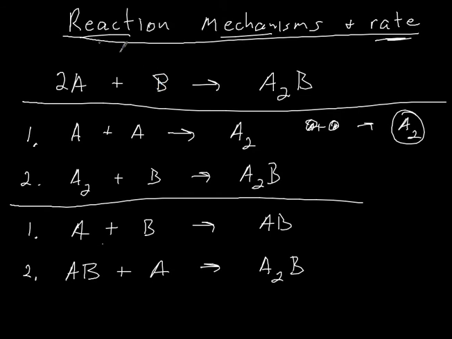And so the important thing about reaction mechanisms and rates is that the rate of a reaction always depends upon the slowest step in the reaction. And so if you can identify the slowest step in a reaction, then you have identified the rate law for that reaction, or the rate expression for the reaction.